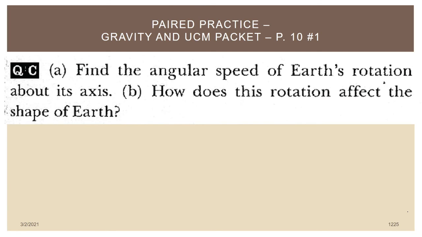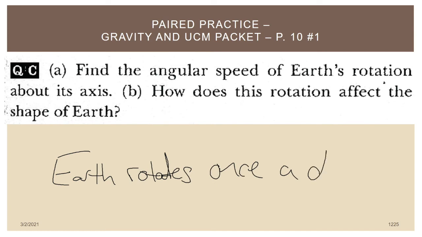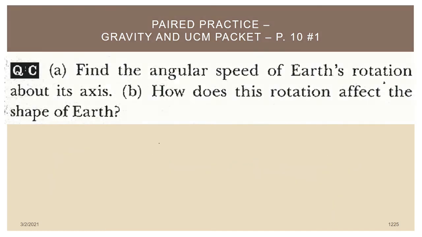It says, A, find the angular speed of the Earth's rotation about its axis. B, how does this rotation affect the shape of the Earth? We're going to start just by looking at A. Now, what I like about this question is it says, find the angular speed of the Earth's rotation about its axis, and it gives you nothing. You are expected to know some things about the Earth. The Earth rotates, yeah? And so you're expected to know some facts about the Earth's rotation. And the most basic fact is that the Earth rotates once a day. That's it. That's all you need to know to be able to answer this question.